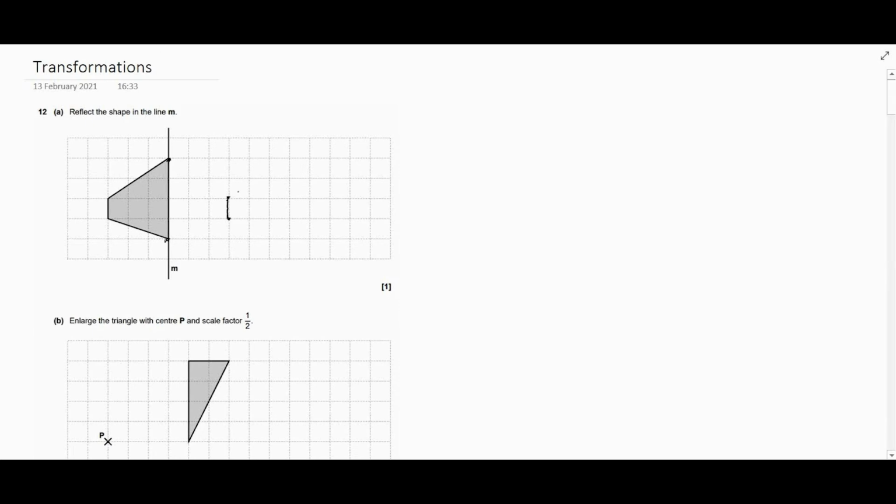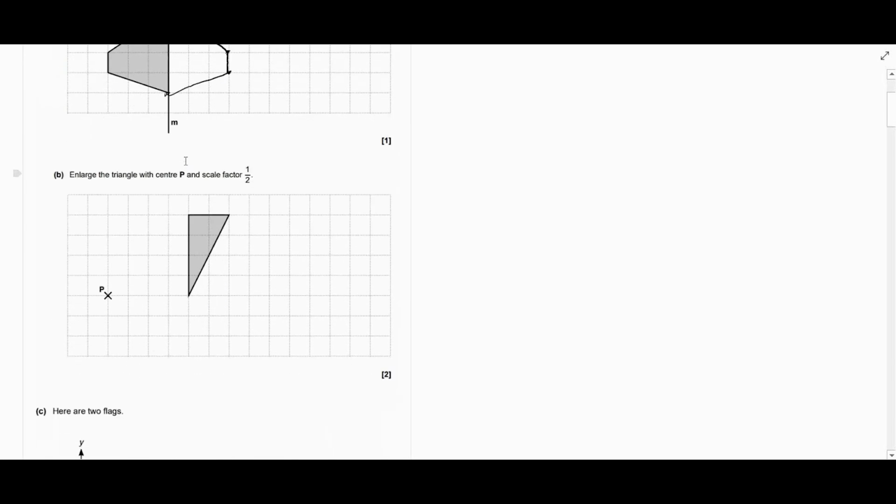So you just join these two, these two, and these two. And this is basically a shape. Obviously, you use a ruler in the exam.